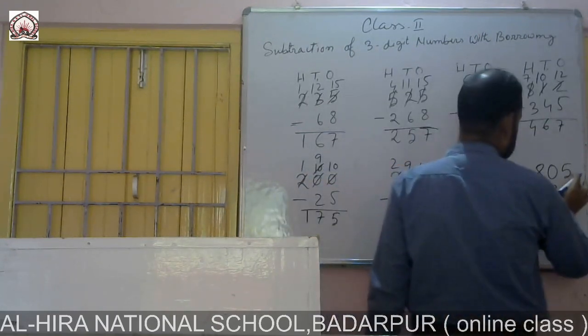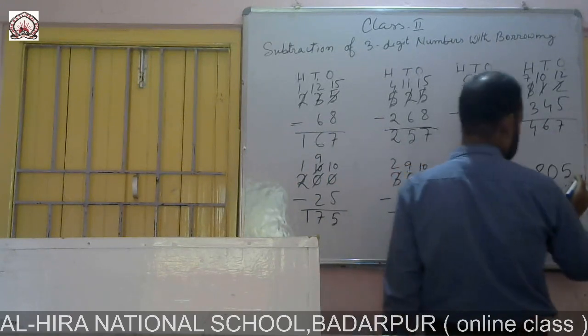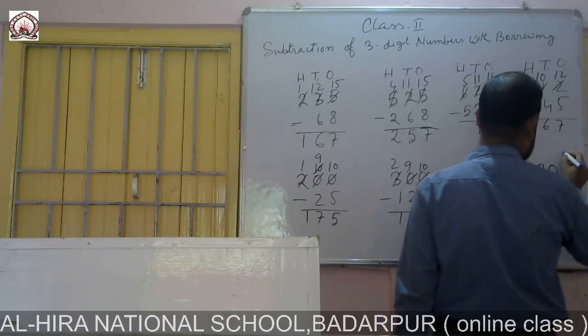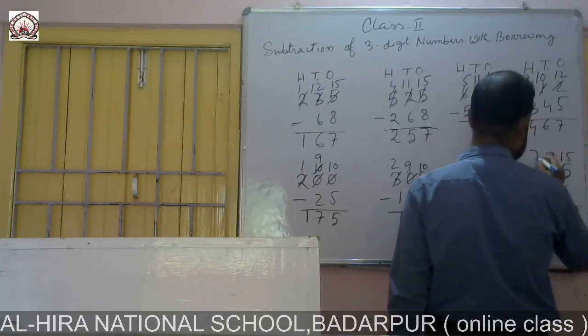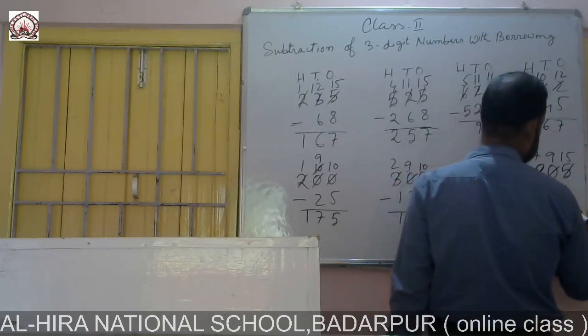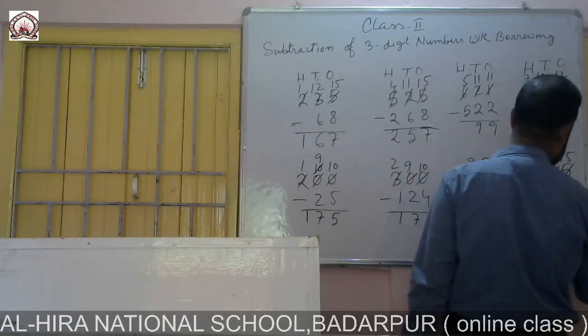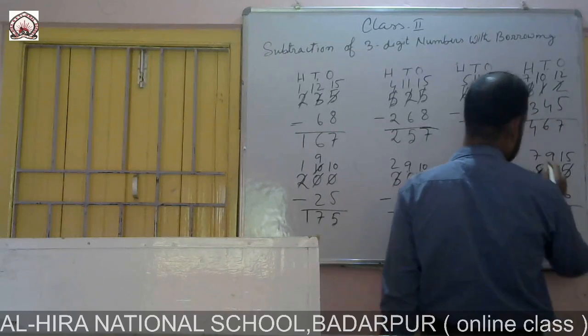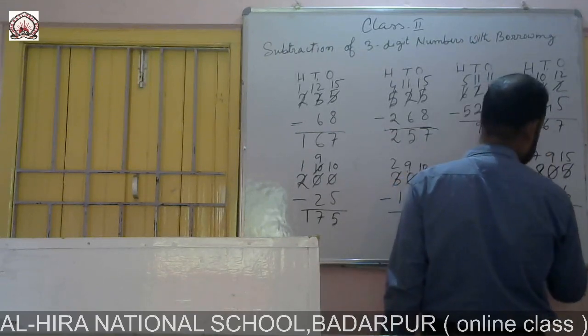Next, here is 15. So 5 minus 6, you cannot, then borrow 1 like earlier. There is 15 and there 9, there 7. So 15 minus 6 is equal to 9 and 9 minus 9 is equal to 0. 7 minus 7 is equal to 0.